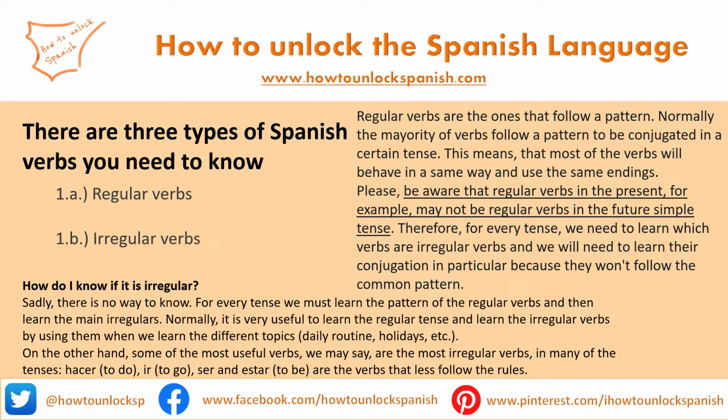On the other hand, some of the most useful verbs, we may say, are the most irregular verbs in many of the tenses, like hacer, which is irregular in the present and irregular in the preterite, that is one of the past tenses. And ir, for example, is very irregular. Ser and estar are very irregular verbs in many tenses. And those are very useful verbs in everyday life.